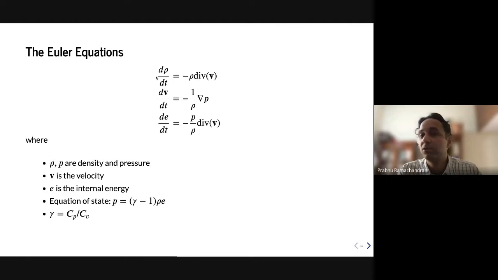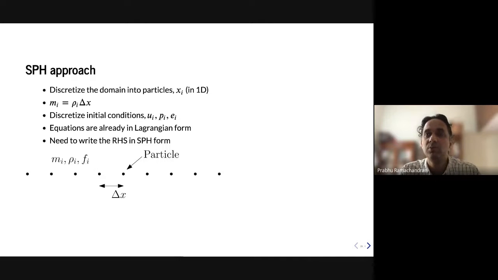So what I'm going to do is jump directly to the SPH approach, so that you get a sense of how these things work in SPH. So the first thing that's done is you discretize the domain into these particles. So let's look at a 1D case.